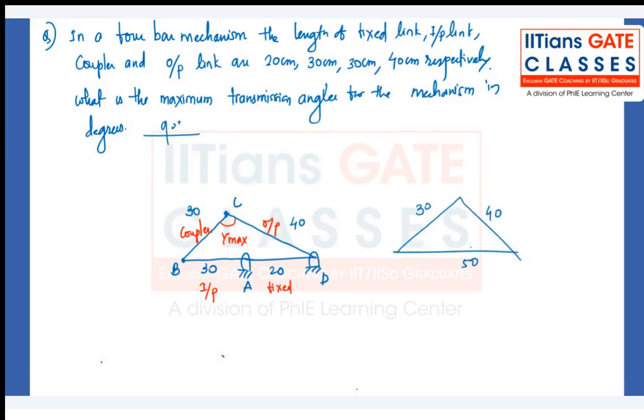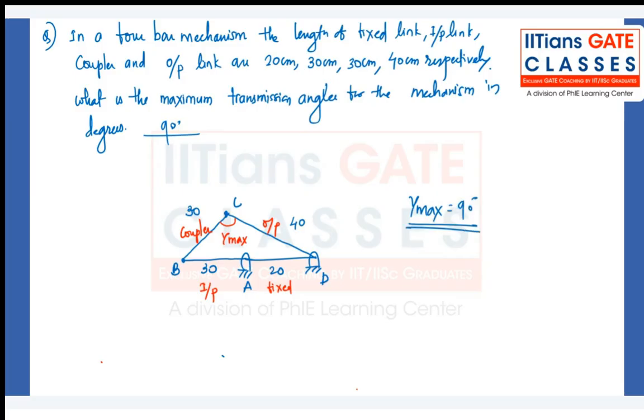This is 50. This is possible only when this is a right angle triangle, right? So the sum of the squares of the individual two adjacent sides of a triangle is equal to the hypotenuse square. This is our Pythagoras theorem, and based on that, you can tell it. Okay. So the angle is 90 degree in this case. Gamma max is equal to 90 degrees.